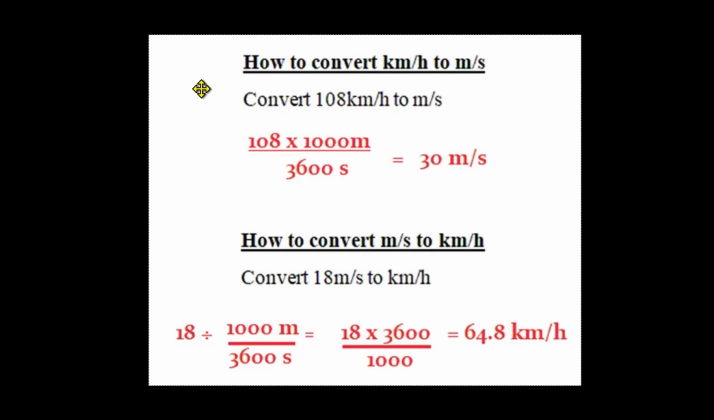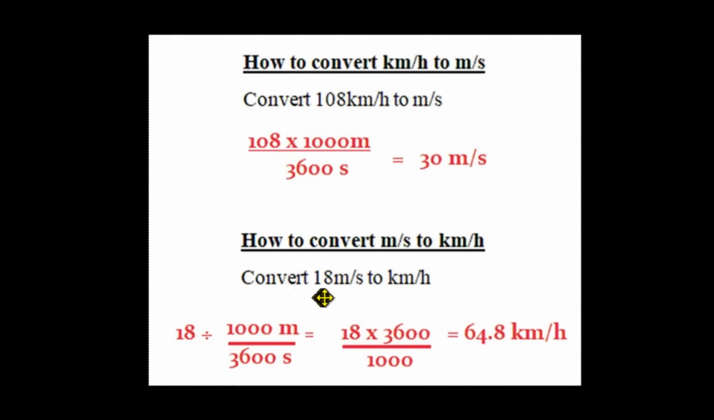If we had to convert kilometers per hour to meters per second, this is what we do here. We convert the 108 kilometers to meters, 108 times 1,000, and convert the hours to seconds. There are 3,600 seconds in an hour, 60 times 60. Divide these two and you'll get 30 meters per second. If you had to do it the reverse, instead of multiplying, we divide.